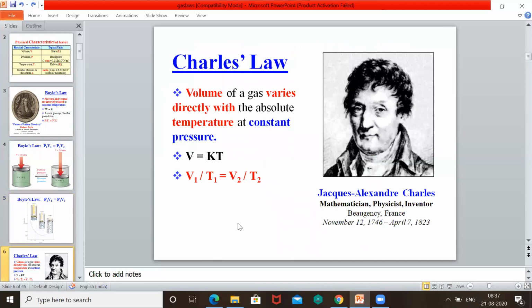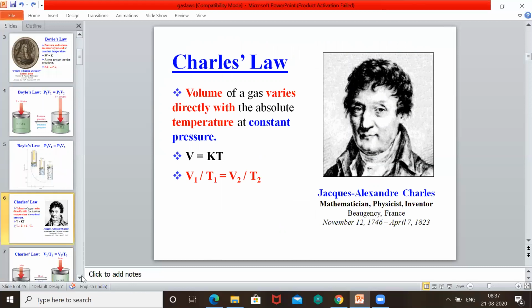Next law is Charles' law. It shows the relation between volume and temperature. So volume is directly proportional to temperature. If temperature is more, volume is more because the molecules of gas are more separated. So volume is equal to kT, where k is a constant. V1 by T1 is equal to V2 by T2.